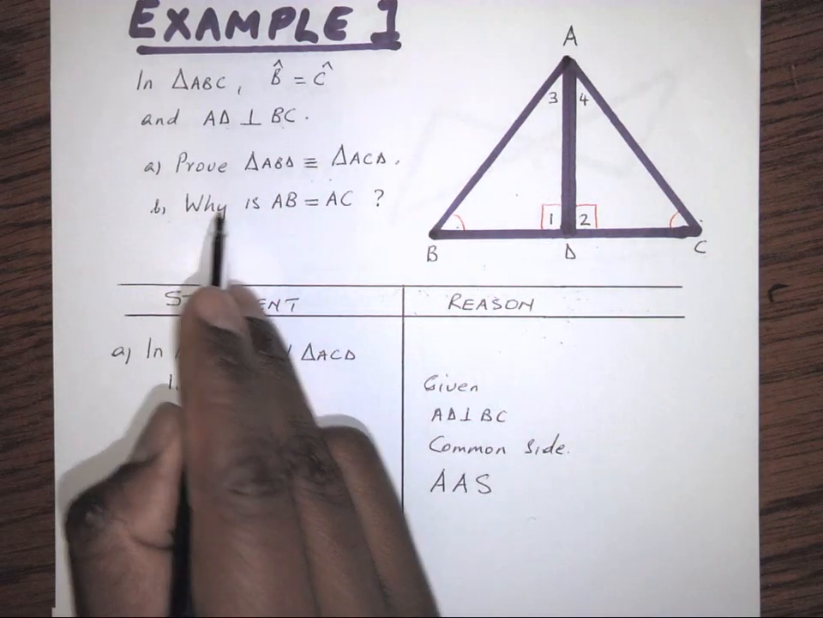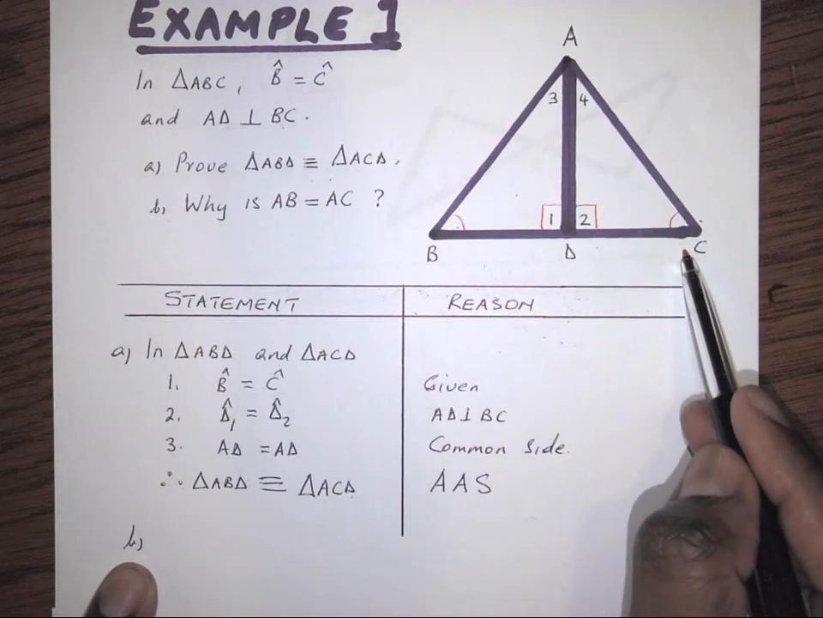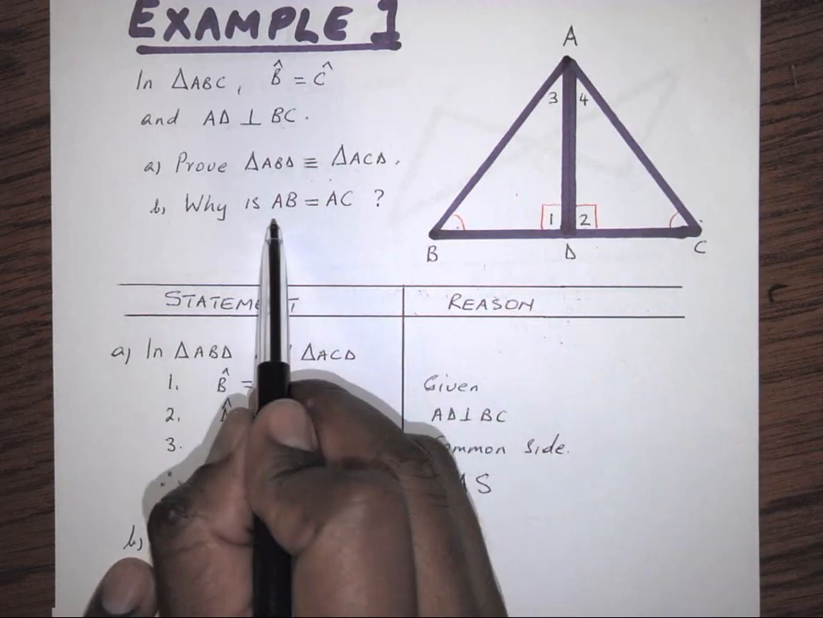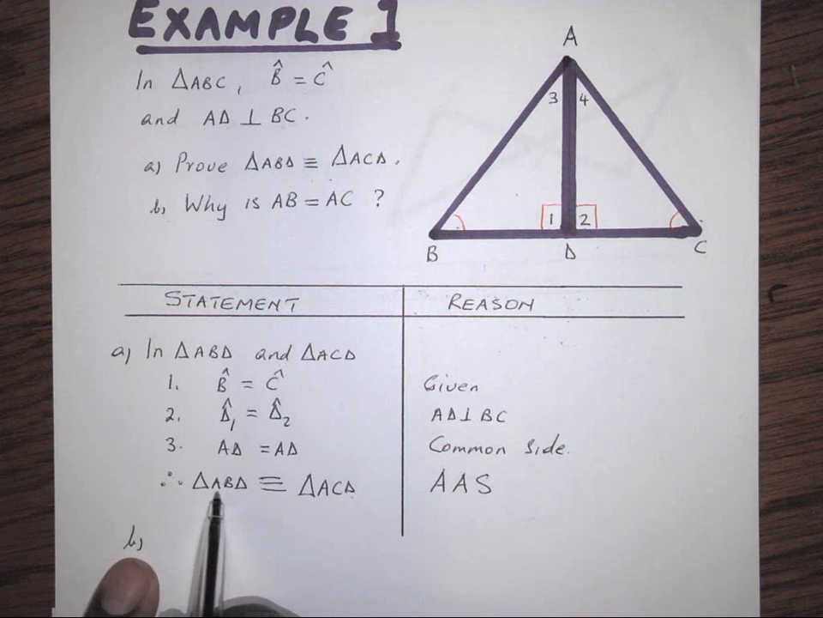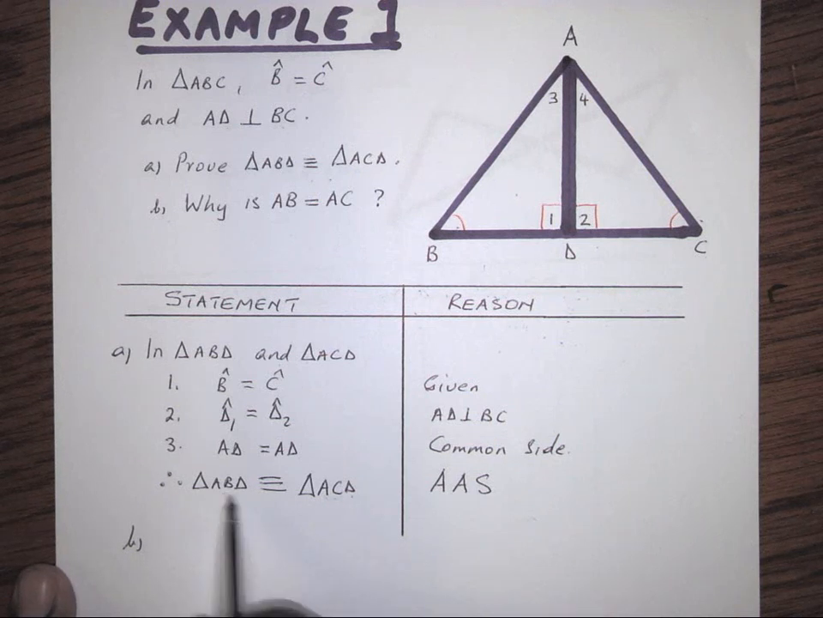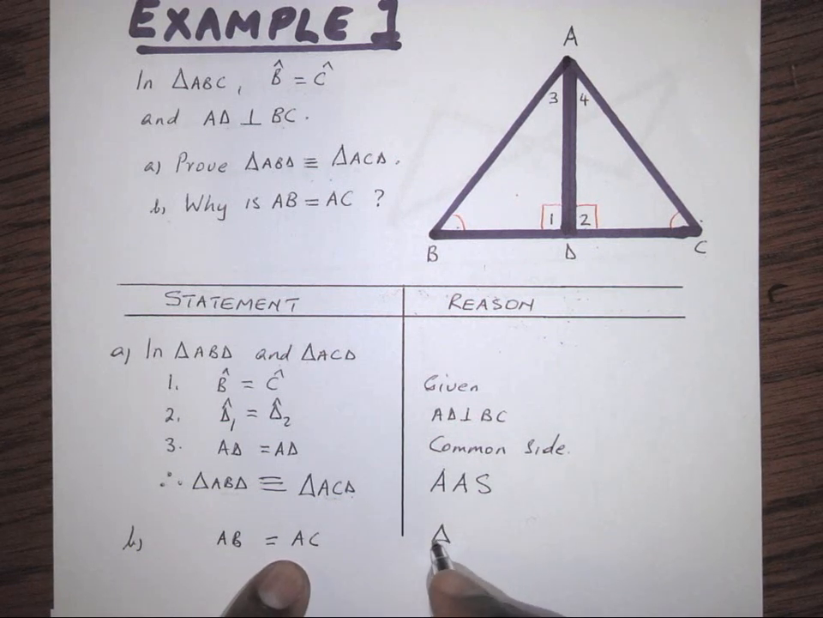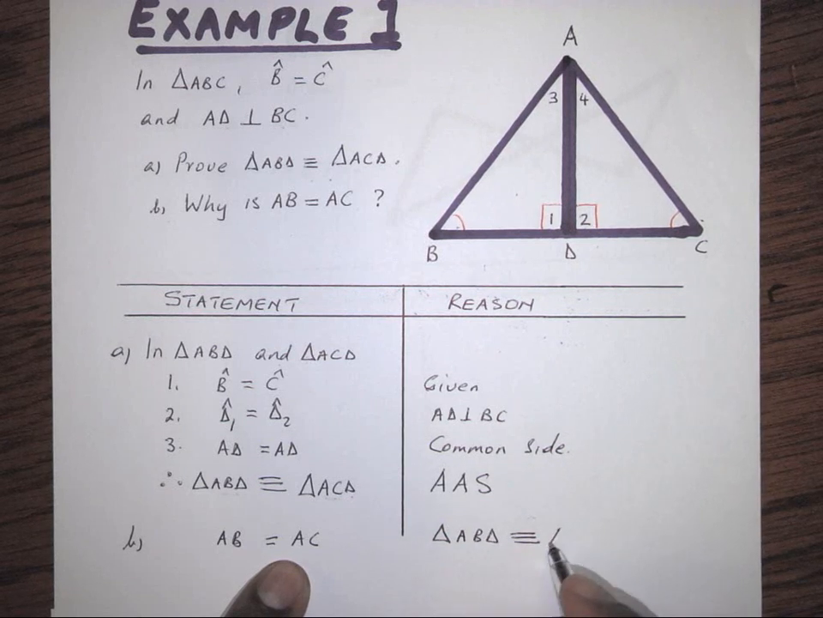The next part, which is B. The question says, why is AB equal to AC? Why is this side equal to that side? Note, AB are the first two letters of the congruent triangles, and AC are the first two letters of the congruent triangles. Therefore, those two sides would be equal. We can say AB is equal to AC because we've proven that triangle ABD is congruent to triangle ACD.